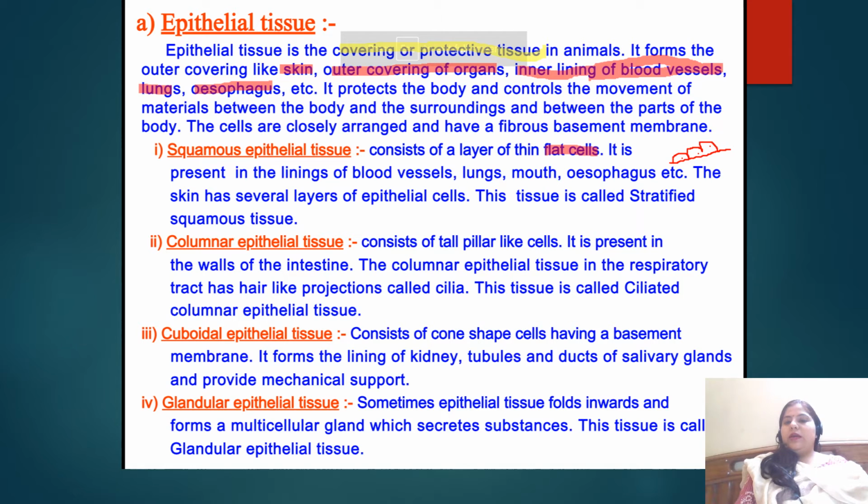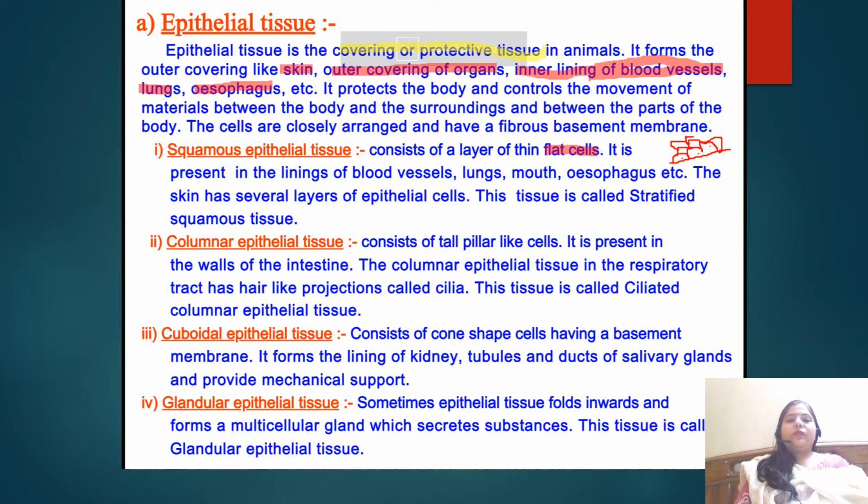When there are more than one layer like this, it becomes stratified squamous epithelium, and this stratified squamous epithelium tissue is present in our skin. A single layer of skin will not help, because skin is the most exposed part. Sometimes we get cuts, so if there is only one layer, what will happen? A single cut may damage the cells, right? Therefore there are many layers of these cells. Squamous epithelial tissue is there so that underlying organs and systems can be protected.